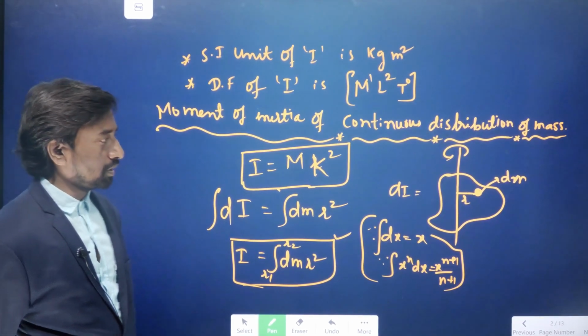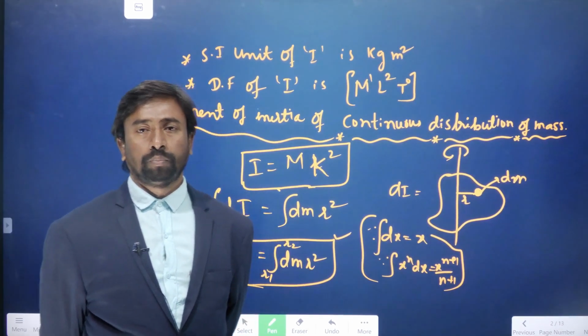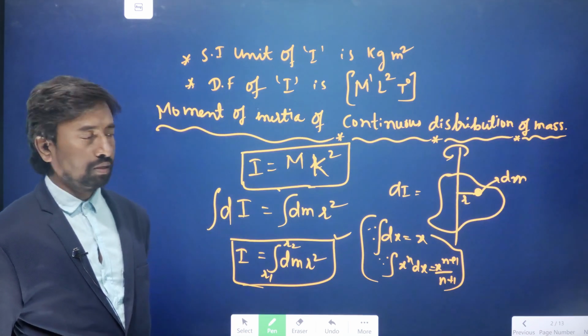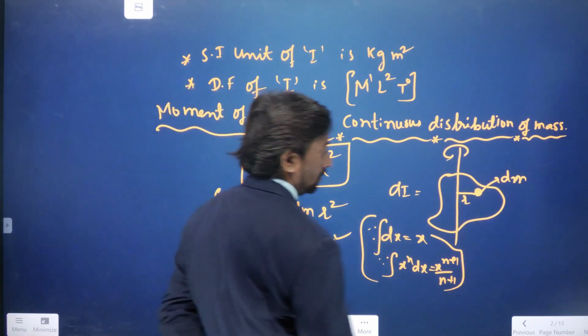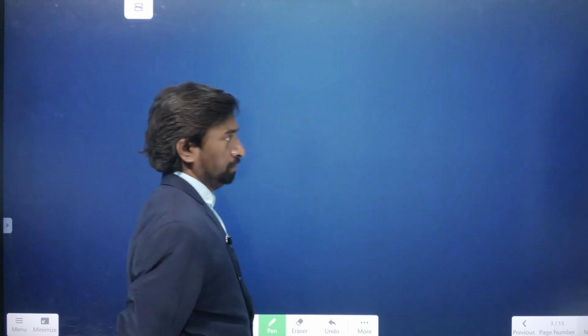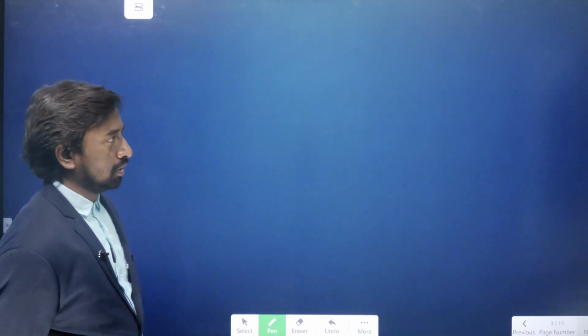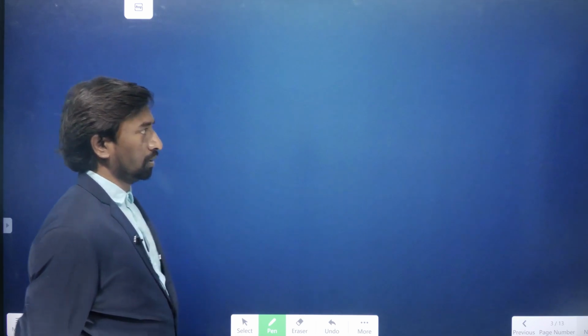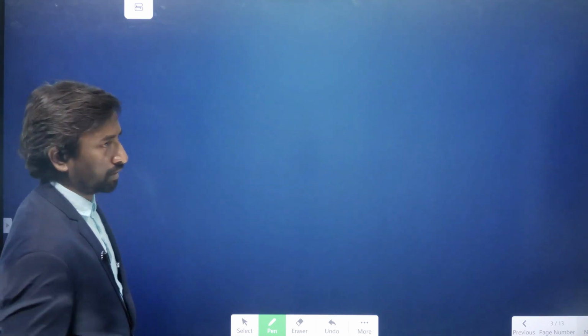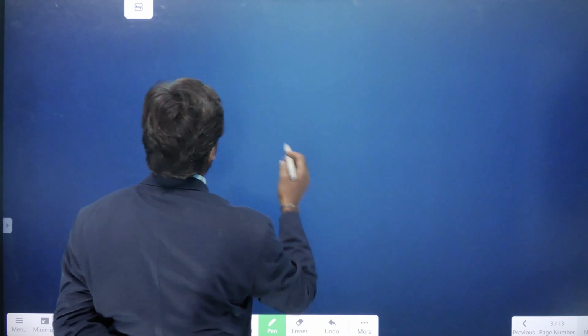Now we are going to see the moment of inertia of particular shapes of objects. So now we will see the moment of inertia of a uniform rod about the axis perpendicular to the plane passing through the center of the uniform rod.